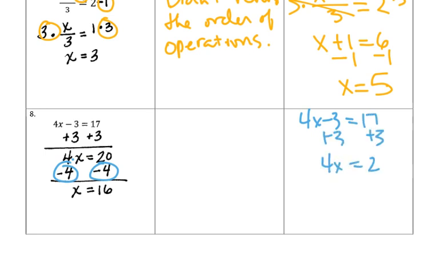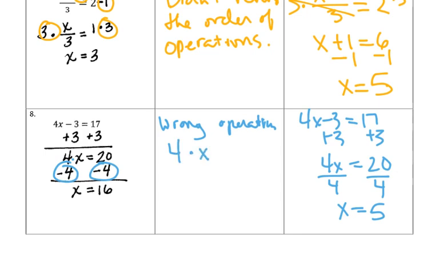And I've seen this mistake a lot of times. So this is a critical one that you guys understand how to do, okay? So that's 4 times x. The inverse operation is division, and that gives us our answer. So what did they do wrong? They did the wrong operation. 4 times x means we divide by 4, not subtract. Okay, that's where they made their mistake.